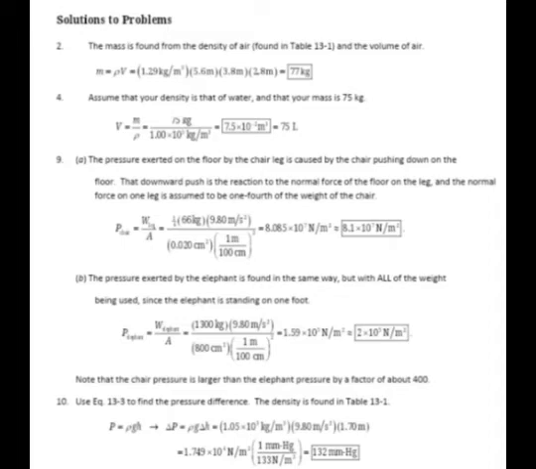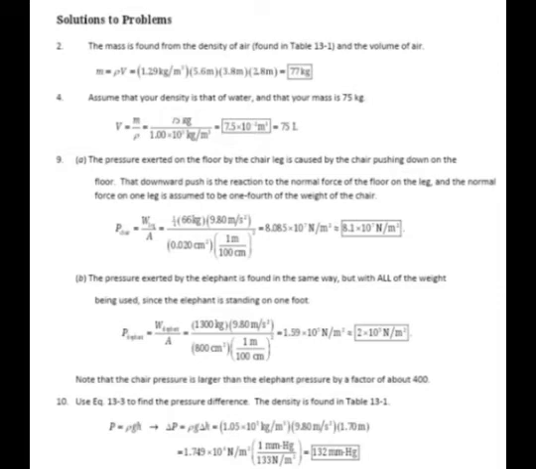So here are some problems of pressure. The mass is found from the density of air and the volume of air. So M equals ρV is equal to 1.29 kilograms per cubic meter times 5.6 meters times 3.8 meters times 2.8 meters is equal to 77 kilograms. Assume that your density is that of water and your mass is 75 kilograms. So V equals M over ρ is equal to 75 kilograms over 1.00 times 10 raised to 3 kilograms per cubic meter is equal to 7.5 times 10 raised to negative 2 cubic meters, or 75 liters.